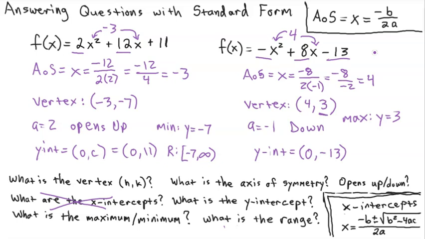And then the range on a quadratic with a maximum starts at negative infinity and goes up to the maximum, which is 3 with a bracket. And we're all done. We've identified everything except the x-intercept, which you could do with the quadratic formula. But that is how we answer questions using a quadratic in standard form.